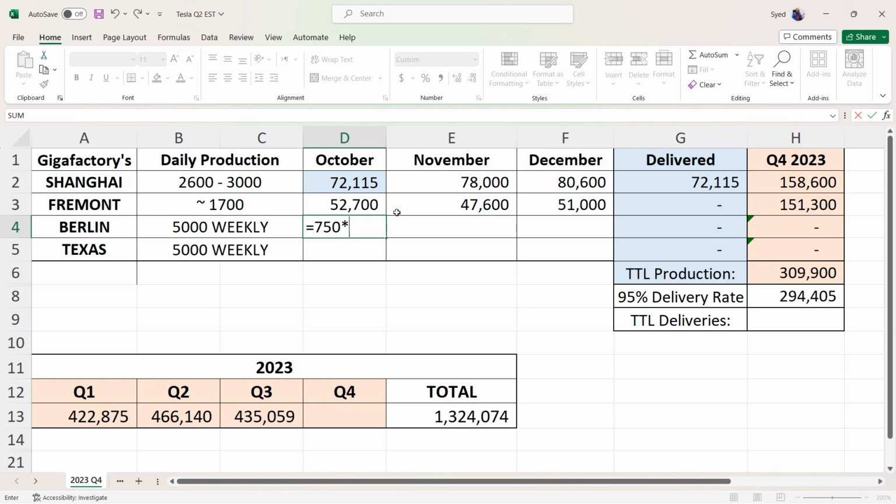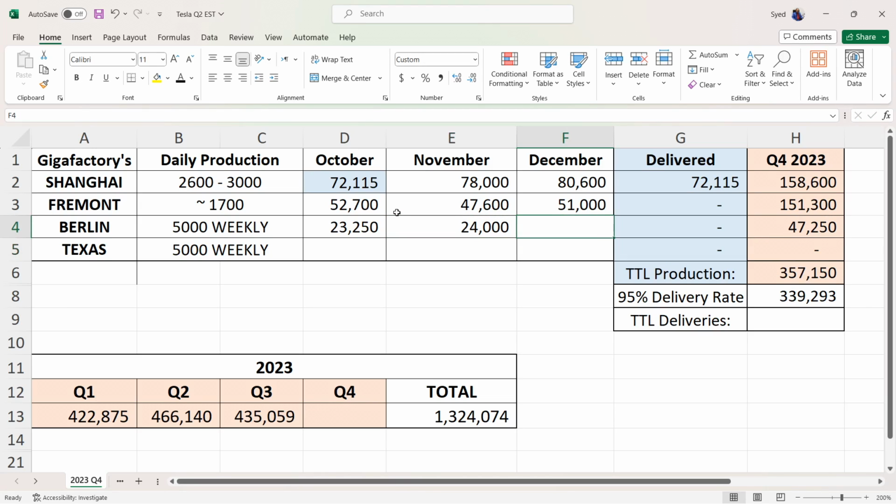But keep it conservative, 700 vehicles produced daily, multiply that by 31 days in October, because they had no days off in October. That's over 23,000 vehicles. In November, they also had no days off, but I increased it by 50 vehicles, from 750 to 800 vehicles produced daily, and we get 24,000 vehicles.